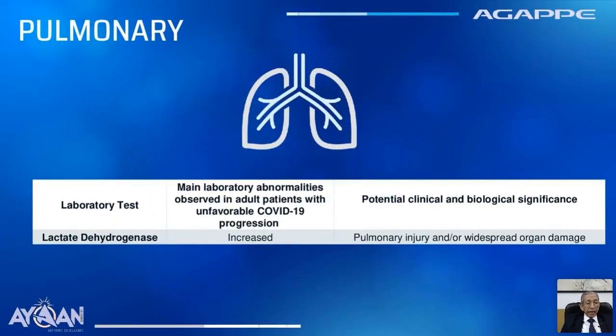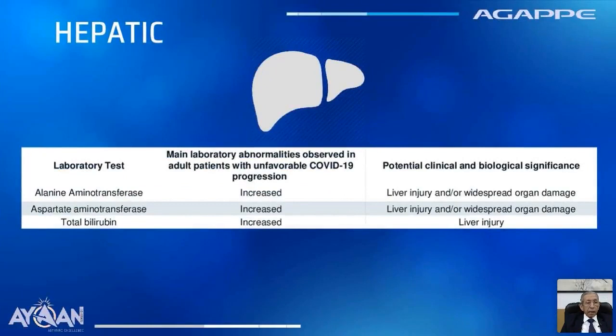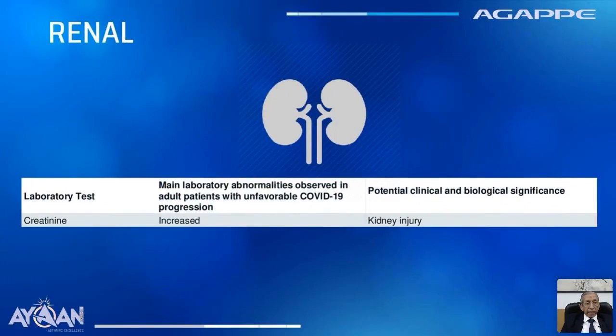Similarly, LDH, lactate dehydrogenase, can be increased in pulmonary injury, especially when the virus is causing pneumonia-like symptoms. And the alanine aminotransferase, aspartate aminotransferase, and total bilirubin are hepatic markers. These markers are usually increased in usual liver injury. These are non-specific, that means it is not very specific for this particular virus. But when these parameters are increased, it means that liver injury is taking place. Similarly, creatinine is increased in any kidney injury, and kidney injury is also another manifestation of the disease, and that can be detected by the creatinine test.